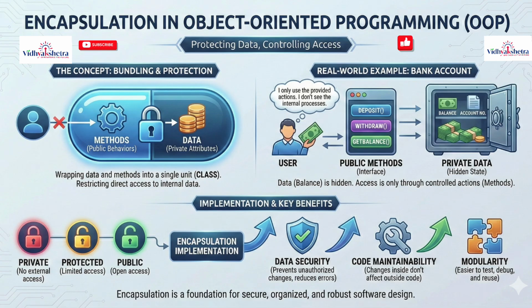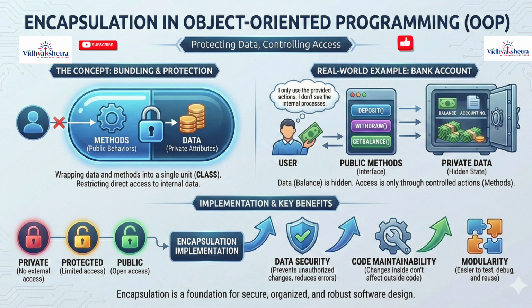Real-world example of encapsulation. To understand encapsulation clearly, consider a bank account. A bank account has sensitive information such as account number and balance. As a customer, you cannot directly access or modify the balance. Instead, you use specific actions like deposit or withdraw. You don't see how the bank internally updates the balance. You only interact through predefined operations. This is exactly how encapsulation works in programming. The data is hidden, and access is provided only through controlled methods.